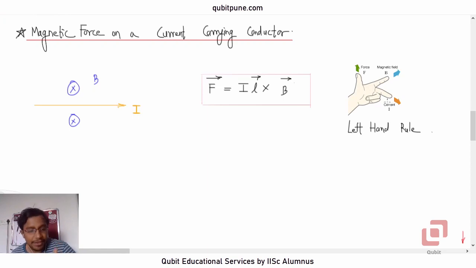Take the first three fingers, the thumb, the middle finger and the index finger. Let the middle finger point towards the current, so from left to right. Let the magnetic field, that's the index finger, point towards the screen, and therefore the thumb will point vertically upwards. So this conductor will be lifted vertically upwards in the plane. So this will be the direction of Lorentz force. Is that clear?